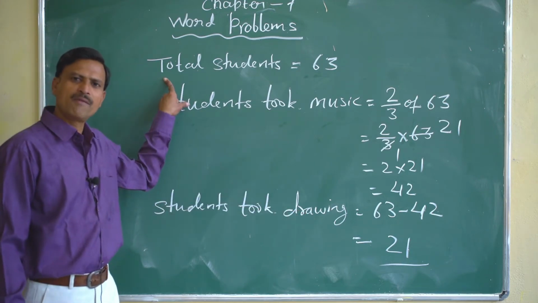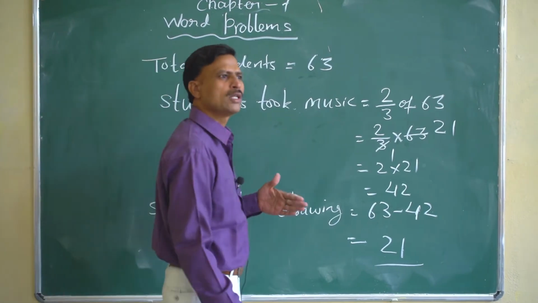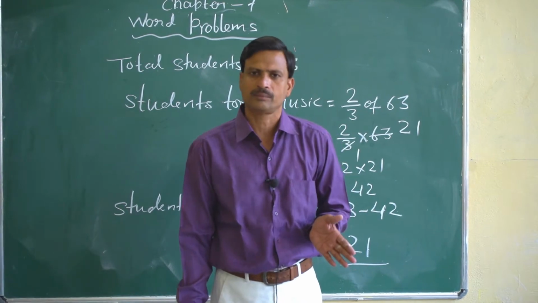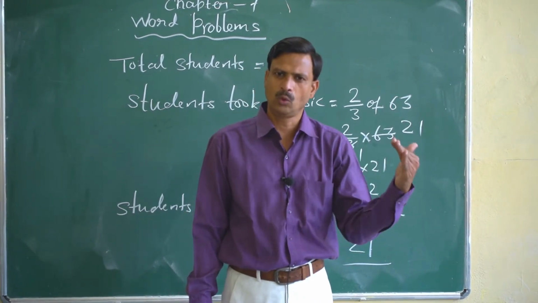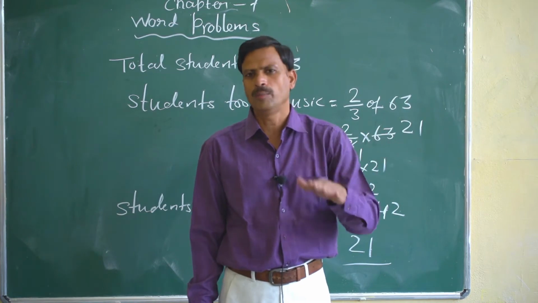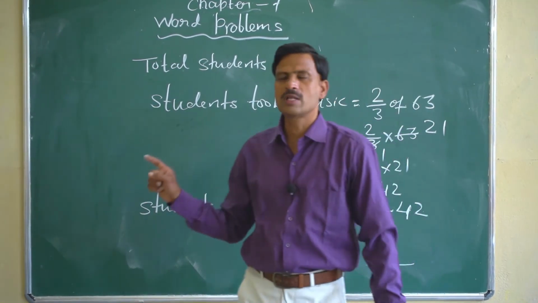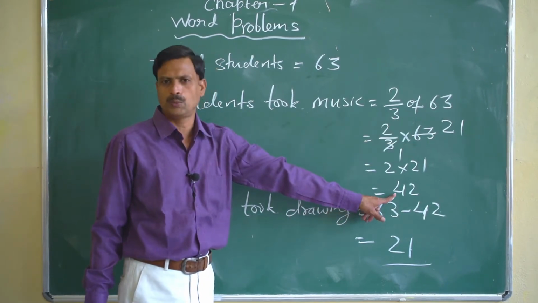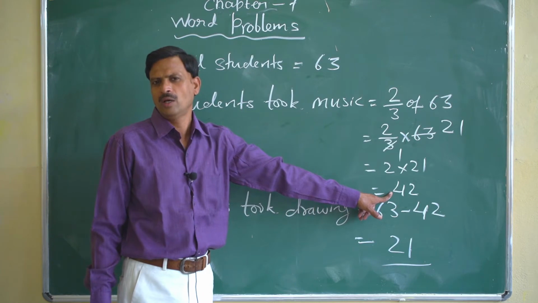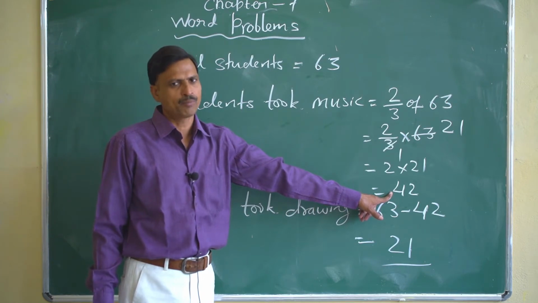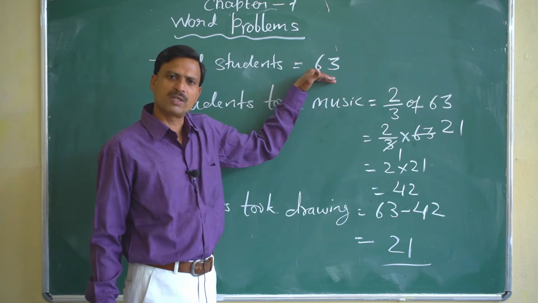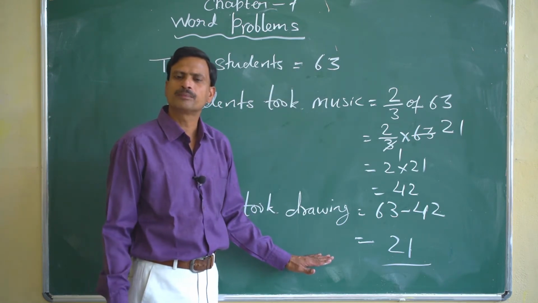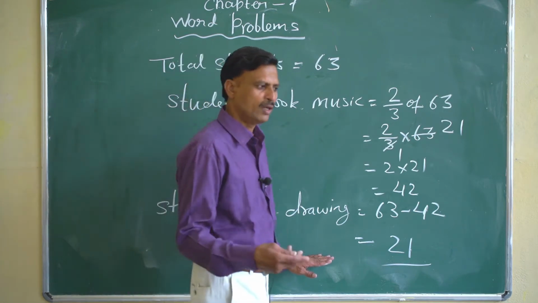So what we have done: it was given that total students in the class are 63. Out of 63 students, 2 by 3 of the total took music. That was 2 by 3 of 63. We found 42 students took music. Then this 42 will be subtracted from 63, so we get the number of students who took drawing. Got it? Now we'll take the second question.